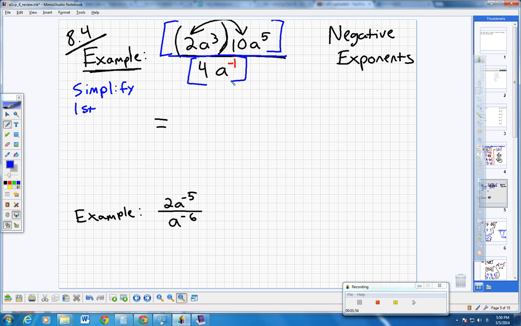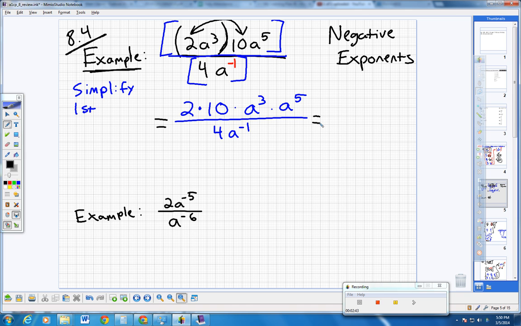So what I want to do first is reorder that numerator. I can do that by the commutative property of multiplication, to 2 times 10 times a cubed times a to the 5th. I multiply all those values out in order to simplify them. And then that 4a to the negative 1, for now, it's just going to stay 4a to the negative 1. I might need some more space here. Oh, goodness, I got to start writing smaller, or I'm going to have to find a board stretcher.